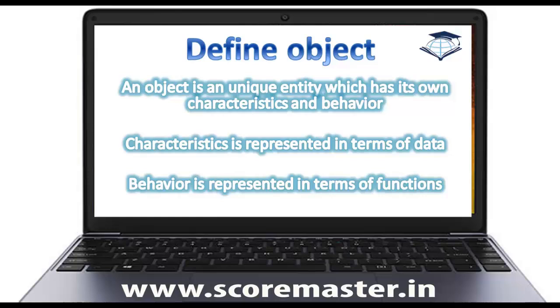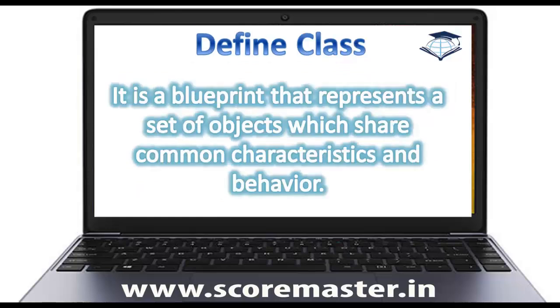Define object. An object is a unique entity which has its own characteristics and behavior. Characteristics is represented in terms of data. Behavior is represented in terms of functions. Define class. It is a blueprint that represents a set of objects which share common characteristics and behavior.